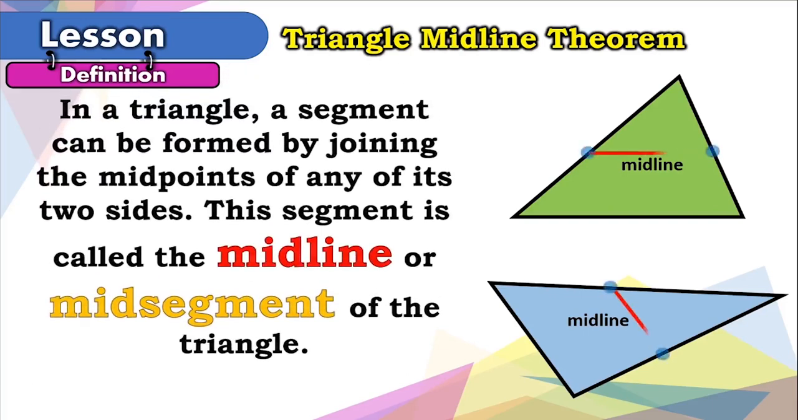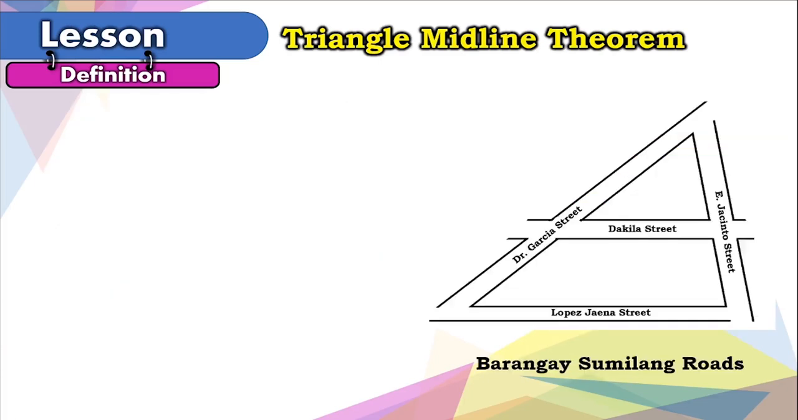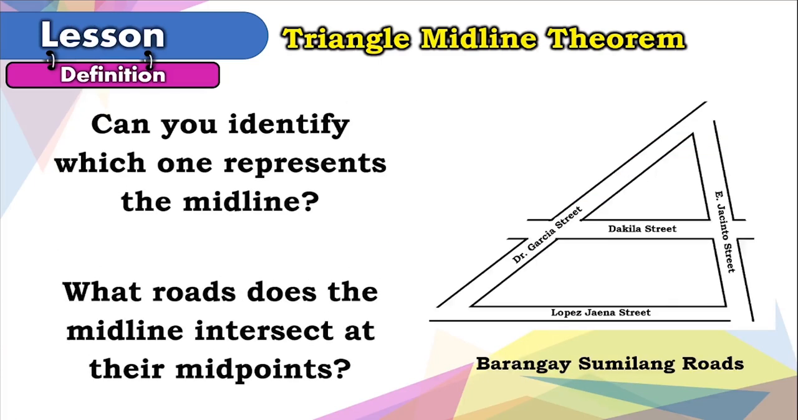In a triangle, a segment can be formed by joining the midpoints of any two of its sides. This segment is called the midline or mid-segment of the triangle. In the roads in Barangay Sumilang, can you identify which one represents the midline? Very good! Taquila Street represents the midline. What about the roads that the midline intersects at their respective midpoints? These two roads are Dr. Garcia Street and E. Jacinto Street.